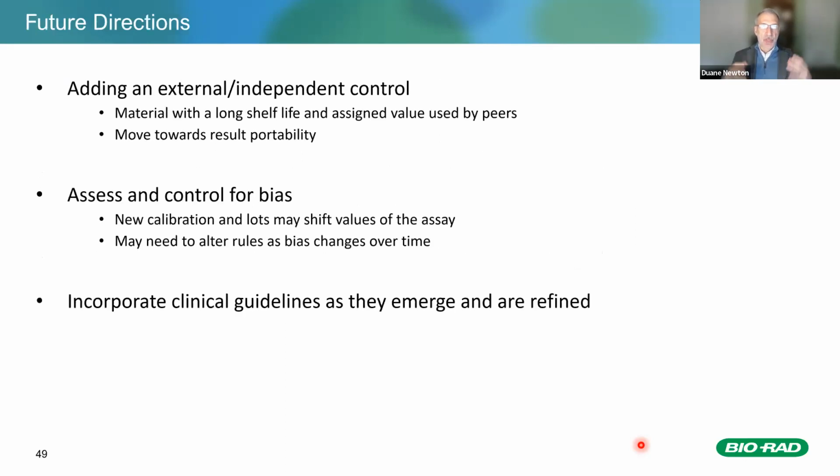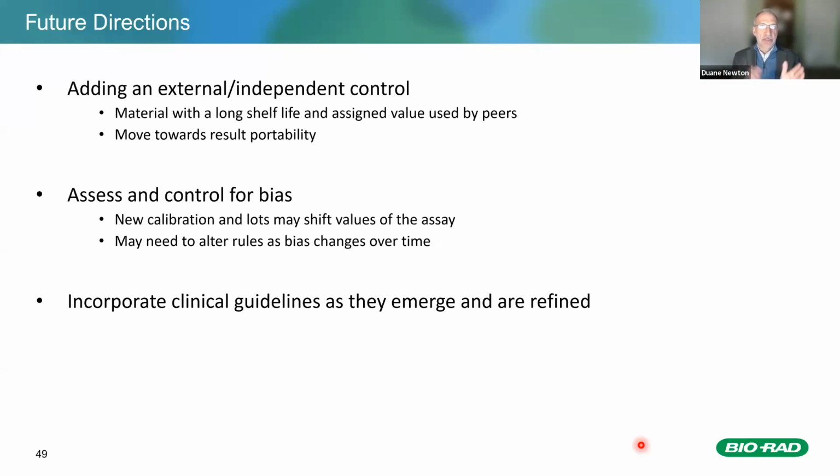I think what I've shared with you today is a first step in establishing what I feel like are robust processes for QC data management. And it starts to build the foundation for more in-depth or higher level types of activities that could be considered. And so one of the things to think about in this context is the value of adding an external or independent control, something that has a long shelf life with a known value that's well characterized, to help move us in a direction towards portability of assays.